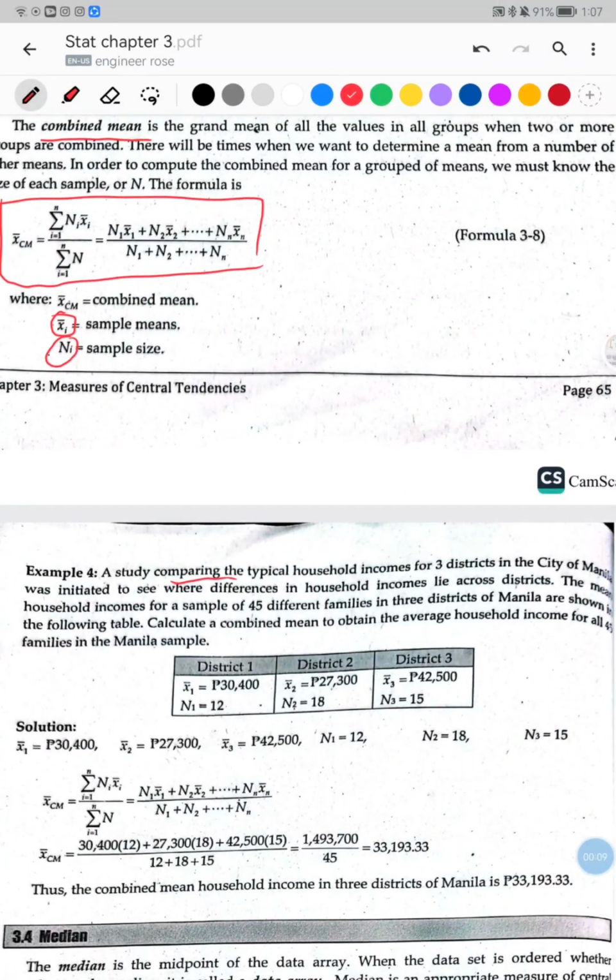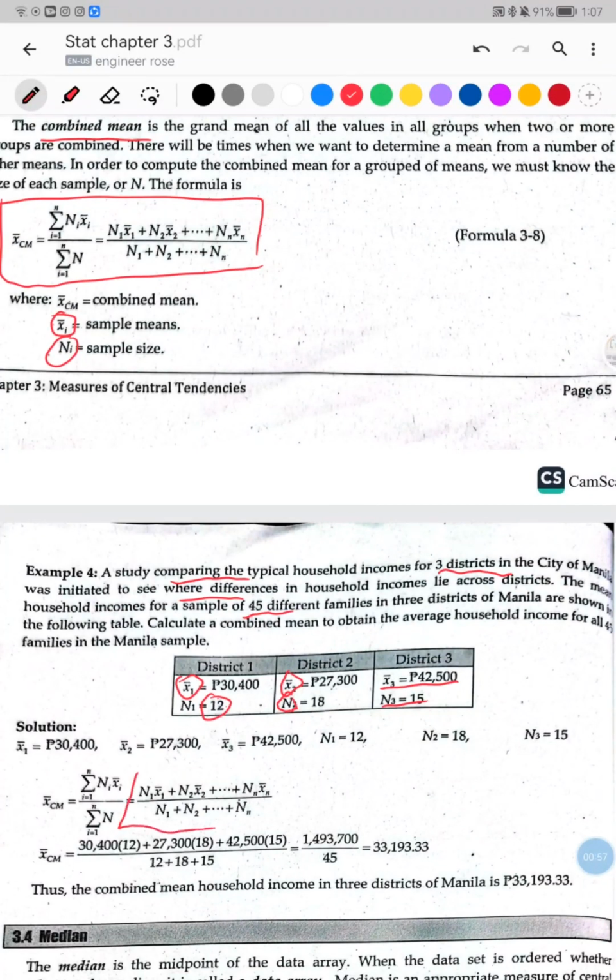A study comparing typical household income for 3 districts in the city of Manila was initiated to see where differences in household income lie across the districts. So, the mean household income, from a sample of 45 different families in 3 districts of Manila, is shown in this table. District 1 has a sample mean of 30,400 and a sample size of 12. District 2 has a sample mean of 27,300 and a sample size of 18. Then, District 3 has a sample mean of 42,500 and a sample size of 50.